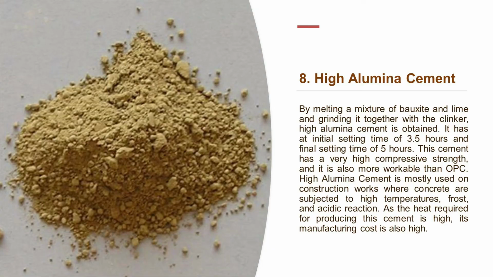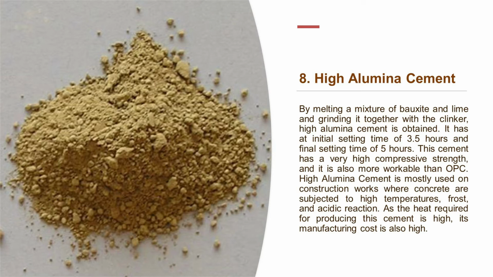Next is high alumina cement. By melting a mixture of bauxite and lime and grinding it together with the clinker, high alumina cement is obtained. It has an initial setting time of 3.5 hours and final setting time of 5 hours. This cement has a very high compressive strength, and it is also more workable. It is mostly used on construction works where concrete is subjected to high temperatures, frost, and acidic reaction.